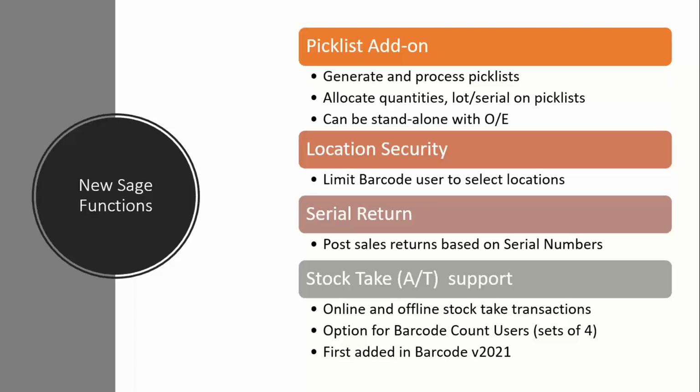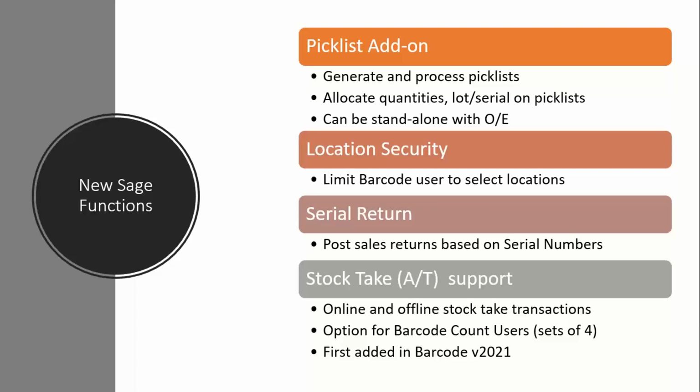So in this new version of barcode 2022, we can now generate and process PickLists and then have those PickLists be converted to shipments at a later time. We can allocate order quantities to be picked. It's like reservation. We can also reserve lots and serials to be picked. And then another major feature about the PickList is that we can actually make it standalone with OE only.